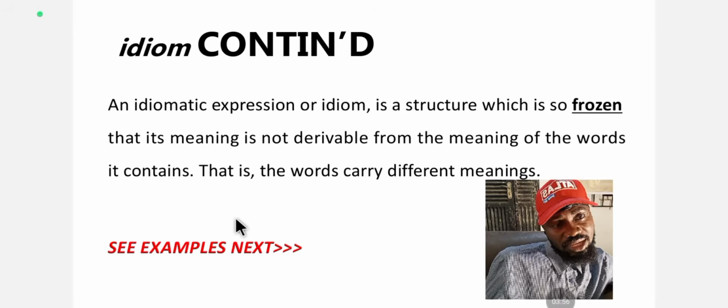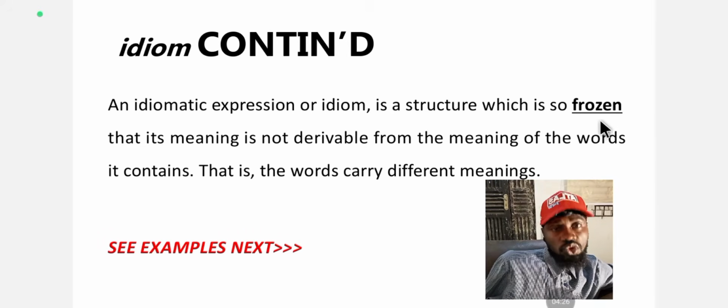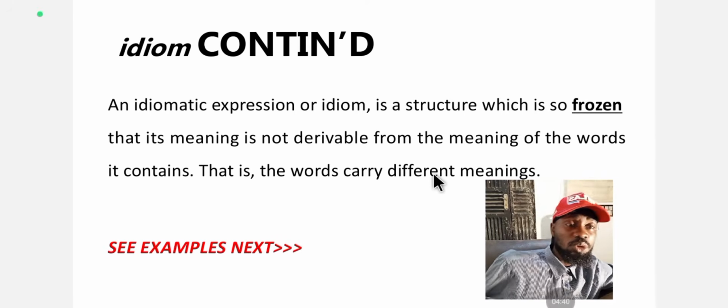Now let's understand what an idiom is. An idiomatic expression, or simply an idiom, is a structure which is frozen, such that its meaning is not derivable from the meaning of the words it contains. That is, the words carry different meanings. That's an idiomatic expression, or idiom, for you.